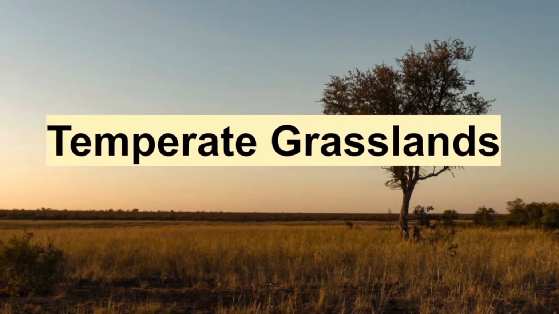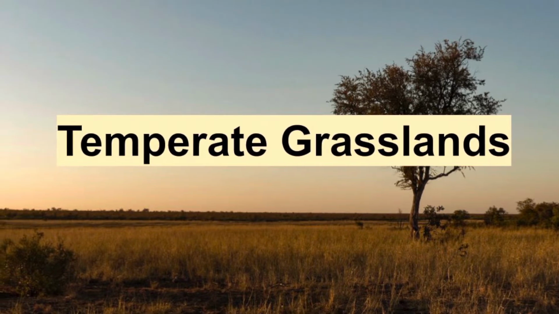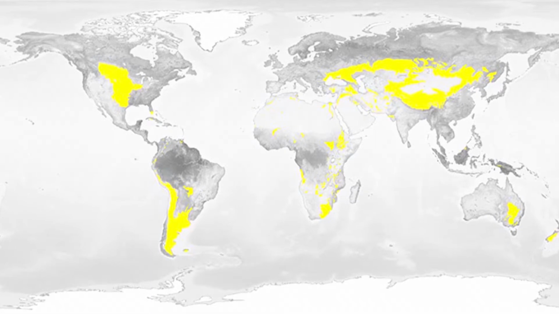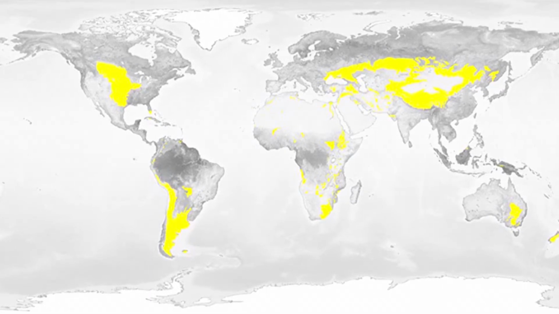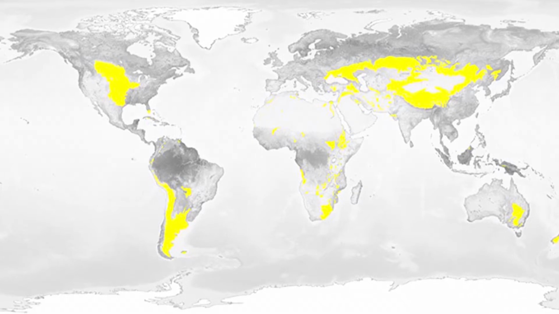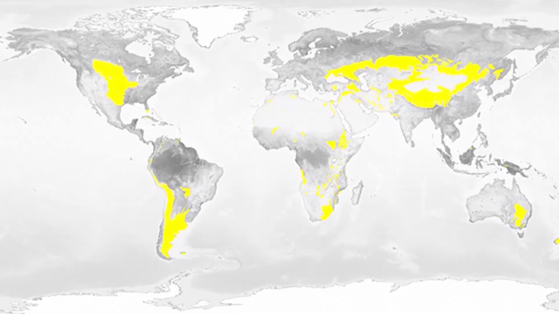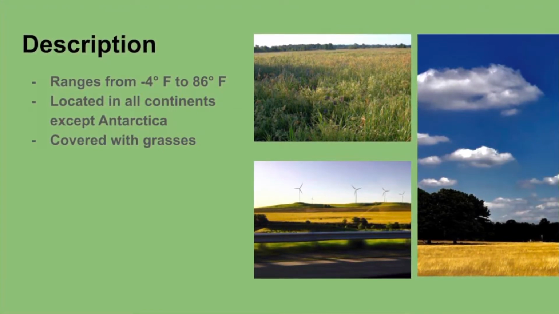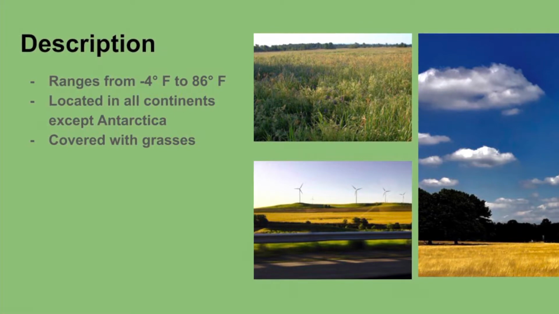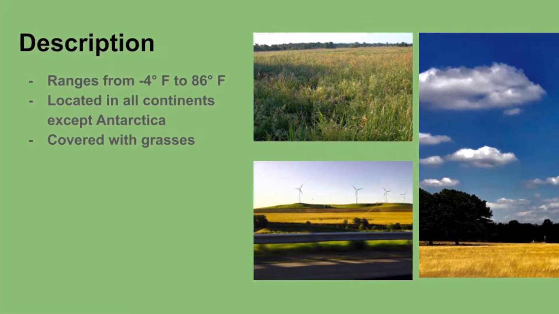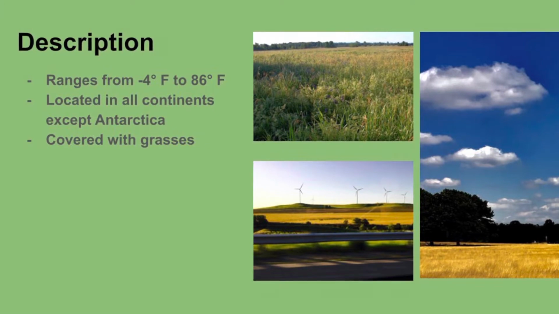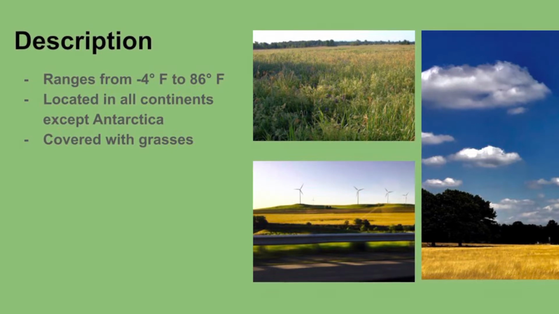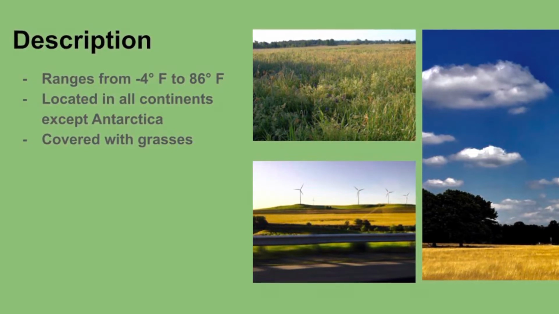So yes, I am doing my project over temperate grasslands. This biome is located in all continents except Antarctica. And today we're going to focus on the temperate grasslands in North America. A brief description of temperate grasslands would be that the temperature throughout the year ranges from -4 degrees to 86 degrees on average. And obviously, as I stated, this is located in all continents except Antarctica, and hence the name. It's called temperate grasslands because it's generally covered with grasses.